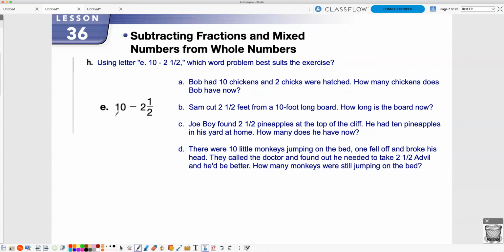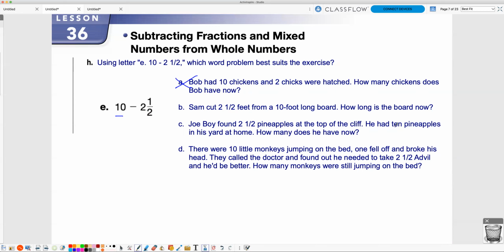So looking at this, 10 minus 2.5, you've got 10 and 2.5 there, you've got 2.5 here, you have 10 there, you have 2.5 and 10, you have 10 and 2. This one is probably most definitely not going to be it because it doesn't have 2.5. Can't really have half a chick. Sam cut 2.5 feet from a 10-foot long board. How long is the board now? Okay, so this is probable.